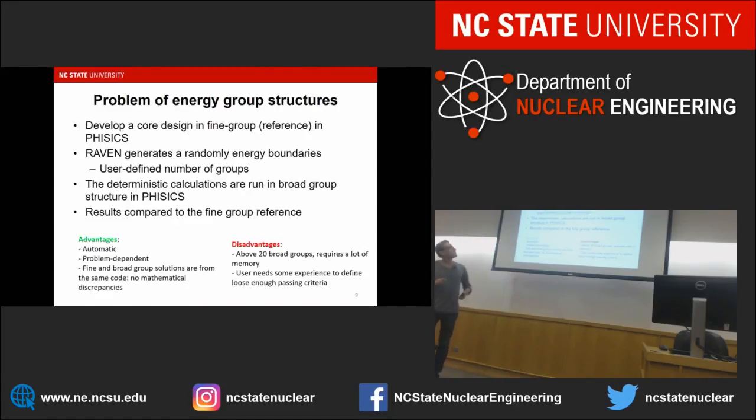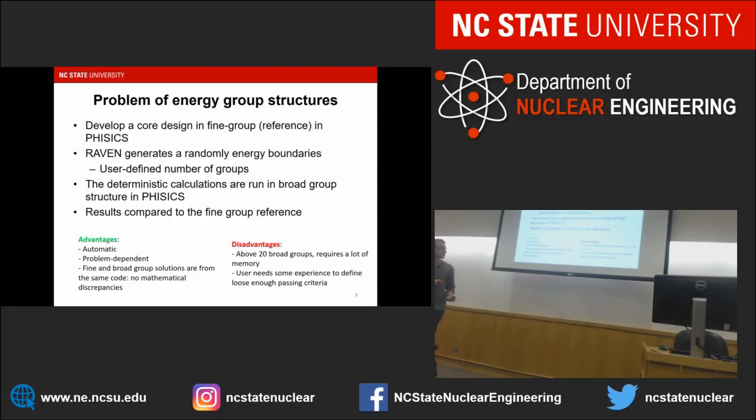So it's the same application for core design. So you just design a core. You have your fine group structure. This is your reference. Raven generates random structures. You collapse, you feed it to physics, and you compare to reference.